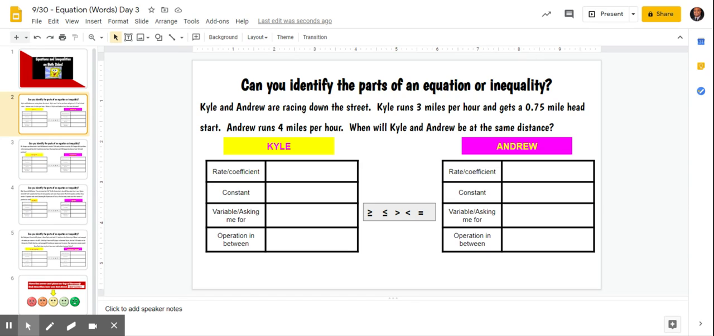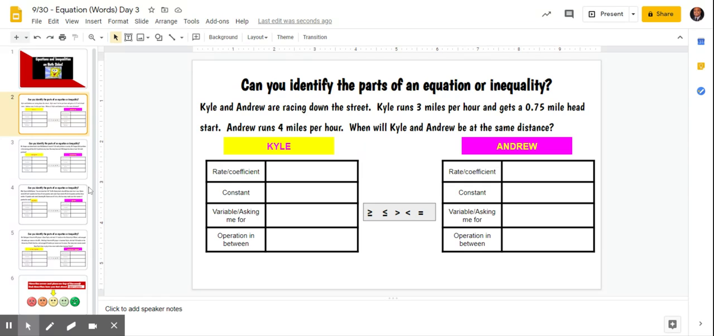So our first example here talks about some hot chick named Kyle and another hot chick named Andrew. Okay, so it says Kyle and Andrew are racing down the street. Kyle runs 3 miles per hour and gets a 0.75 mile head start. Andrew runs 4 miles per hour. When will Kyle and Andrew be at the same distance?